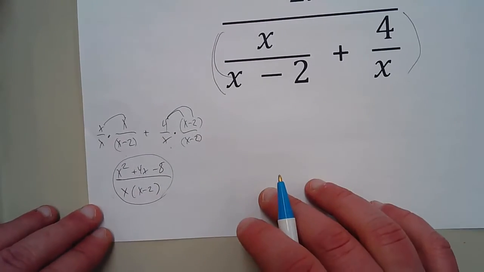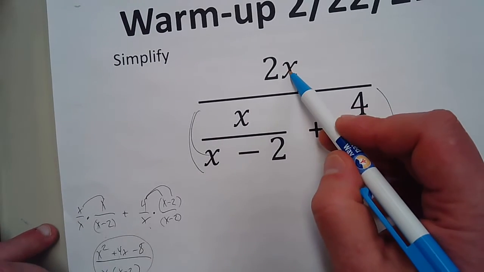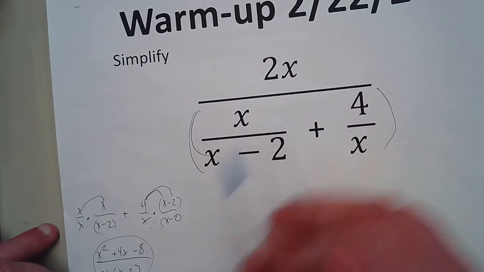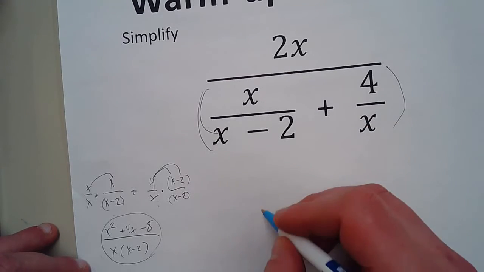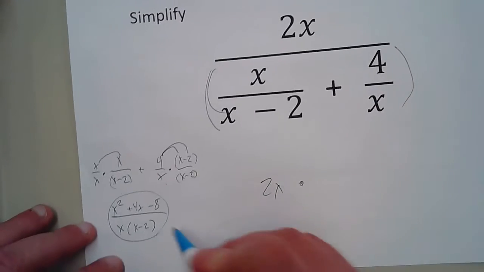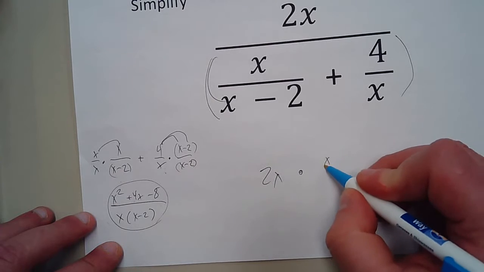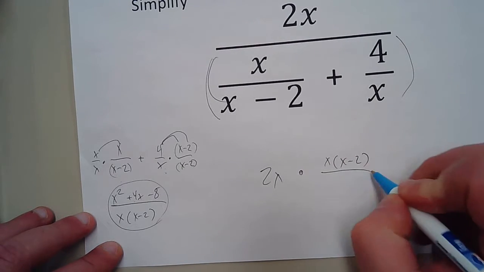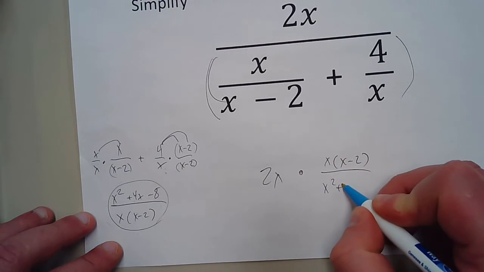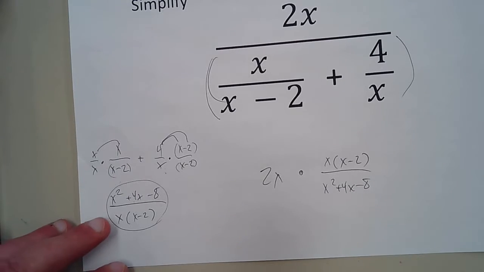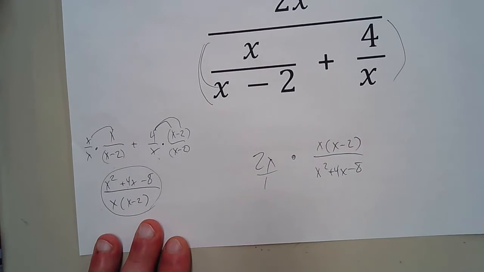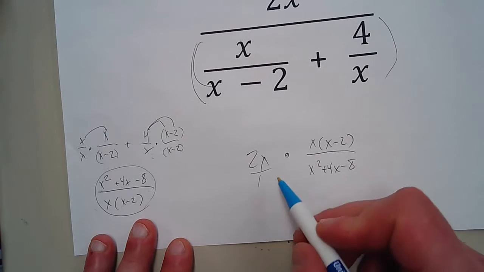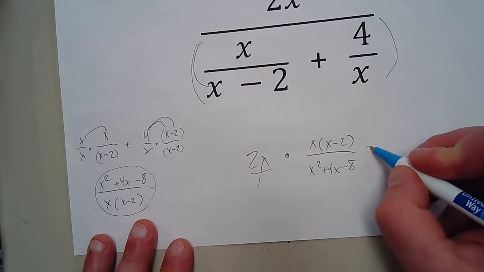So now, to finish this problem, I'm going to take this 2x, and instead of dividing it by the fraction I just found, I'm going to multiply it by the reciprocal of this. So 2x times the reciprocal here. That's going to be x times x minus 2 over this quadratic that didn't factor. At that point, it doesn't look like we really have any cancellation. You can put this over 1 if that makes it easier for you to think about what's going to happen. Basically, we're just going to multiply these together, and that's going to become our answer.